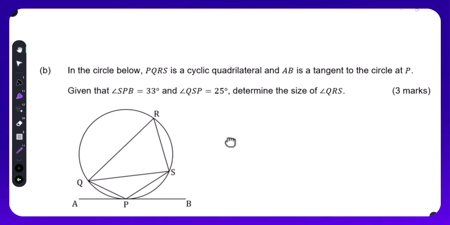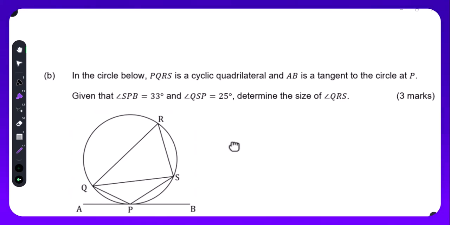For the next one, we've got a cyclic quadrilateral, and we've got some things that we need to fill in, so I'll pause and fill those in. Okay, this one's actually not too bad once you recognize the theorem of the alternate angles. So this 25 in here is going to be 25 in there.